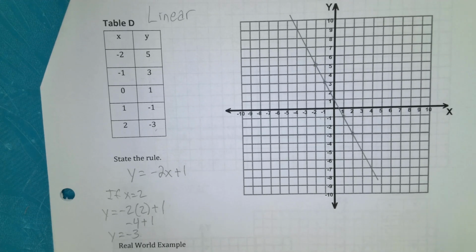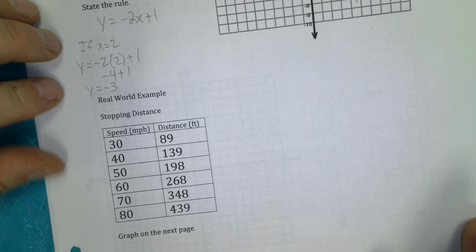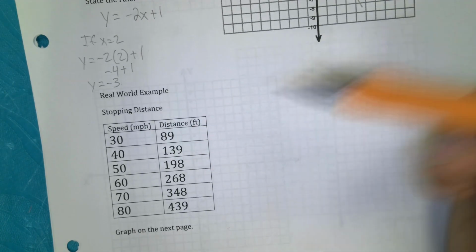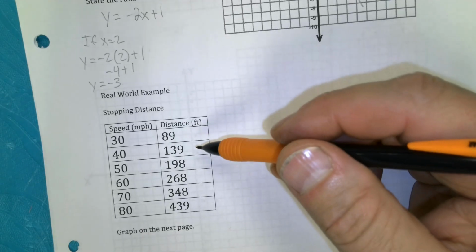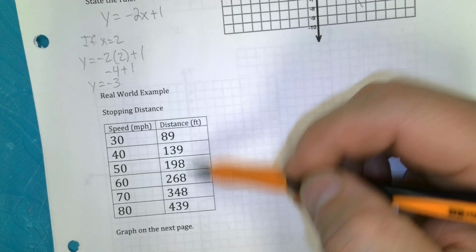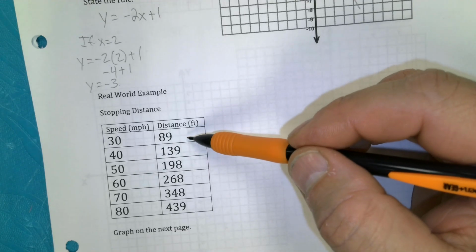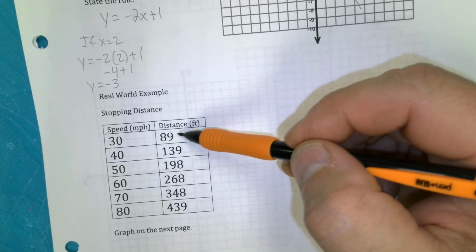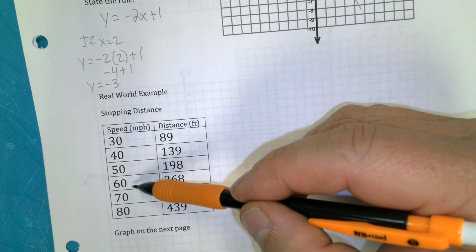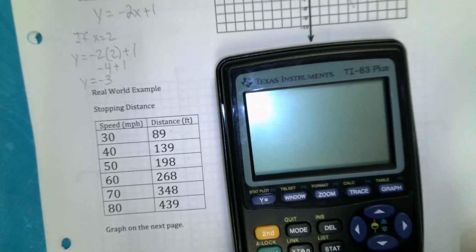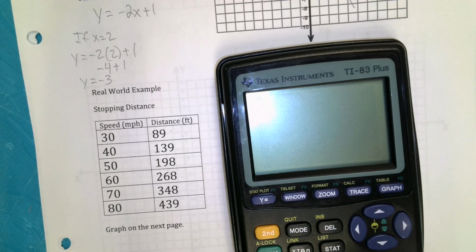All right, and now we're going to talk about the stopping distance that we talked about in our warm-up. So this is actual data for stopping distance. I don't know what kind of car or where this data came from, but this is a sample of what it looks like. And let's take a look at the doubling. If I'm going 30, it takes 89 feet to stop. If I go 60, which is double, well, double of 89, 89 times 2 is 178.